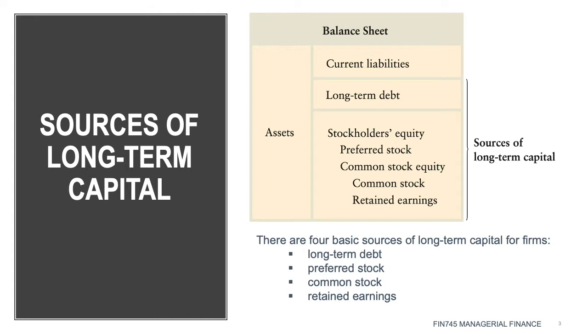So what are the sources of long-term capital? If you look at this balance sheet, there are four basic sources of long-term capital for firms: long-term debt, preferred stock, common stock, and retained earnings.